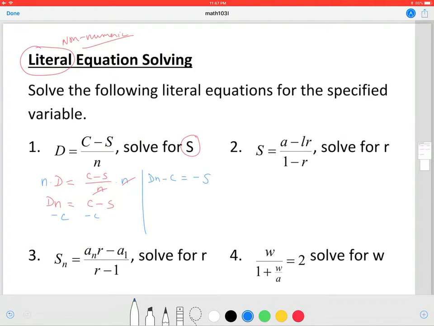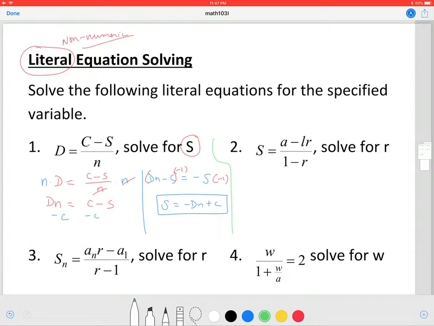I'm almost done. I just have to get rid of that negative. Either you can move all 3 terms to the other side of the equation or multiply the whole thing by negative 1. So I'm going to put my s on the left hand side. s is equal to negative dn plus c, or you can write c minus dn. It doesn't matter. So that's it for number 1.